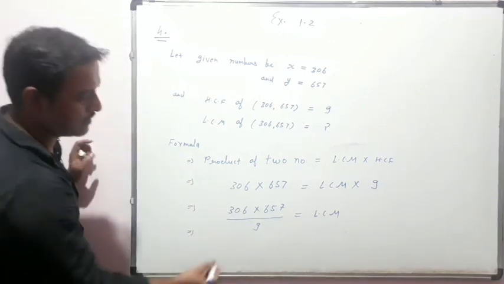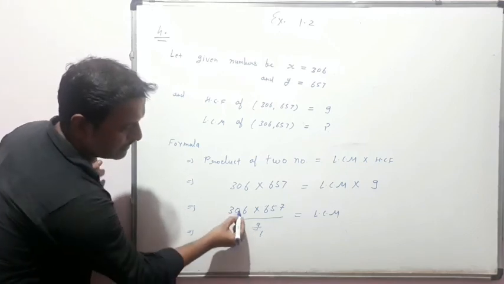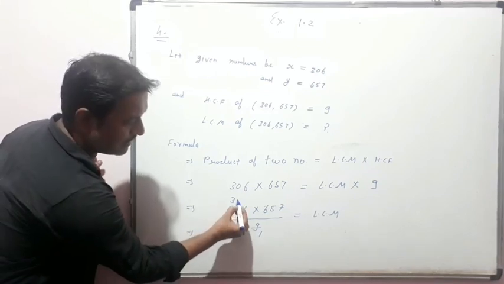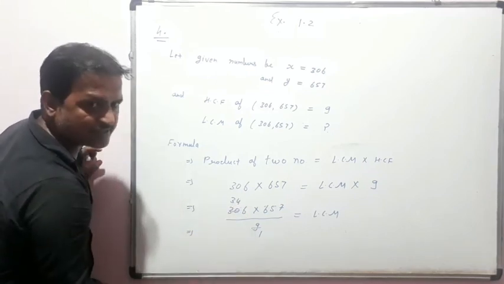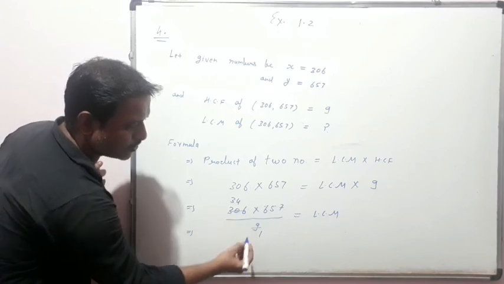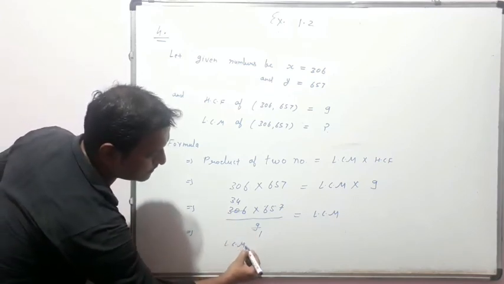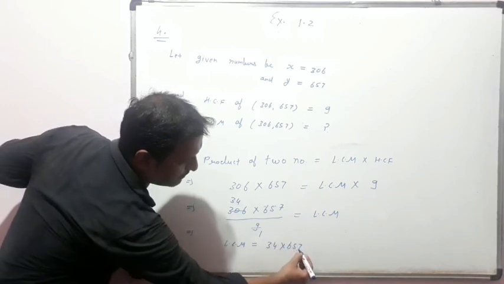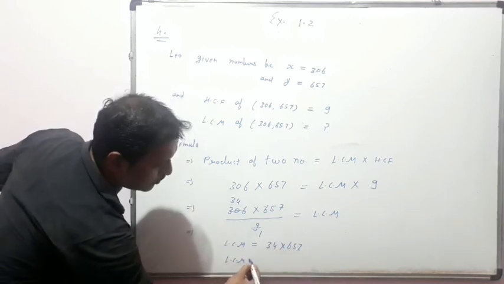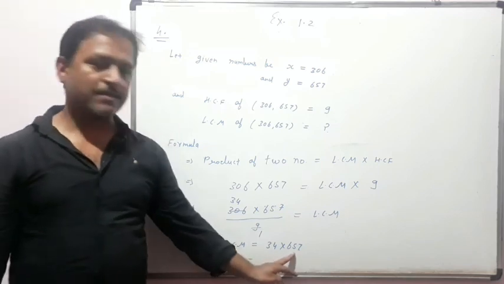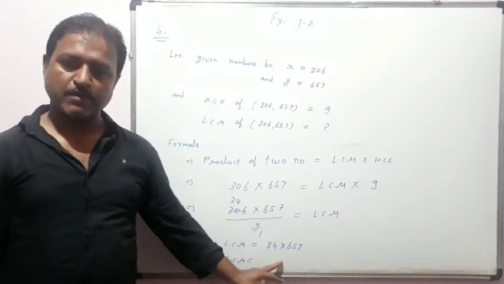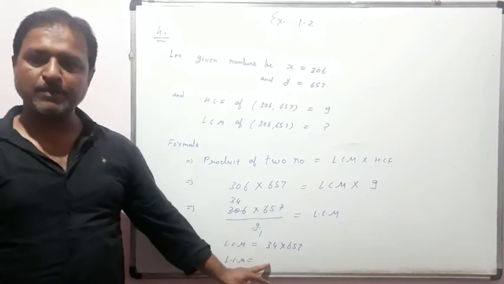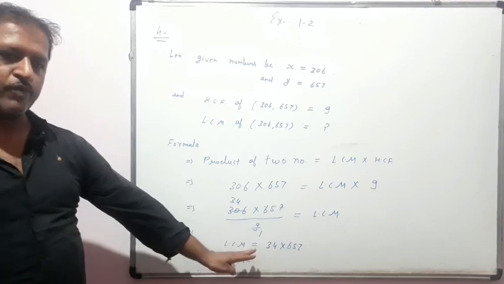Divide this. 9 ones are 9, 9 threes are 27, remains 3 here, 9 fours are 36, becomes 36. So you get LCM is equal to how much? 34 into 657. Now the product of 34 into 657 will be your LCM. You can do this by yourself. Clear? The product, the answer will be your LCM. You can do it? Okay.